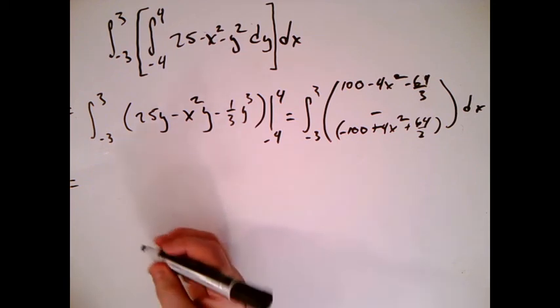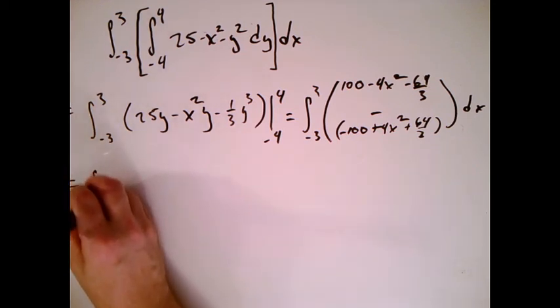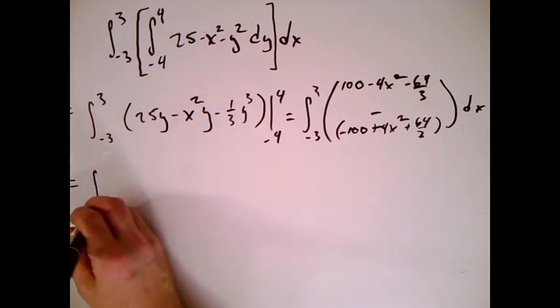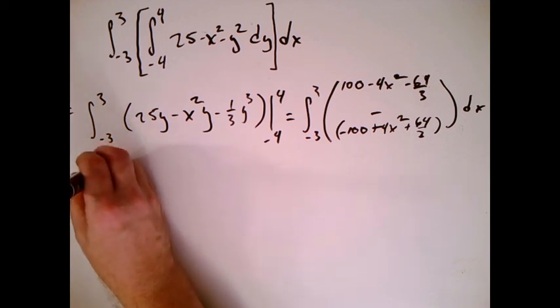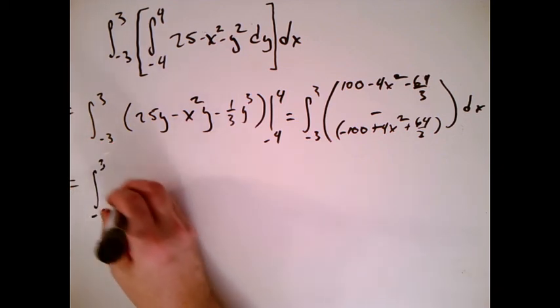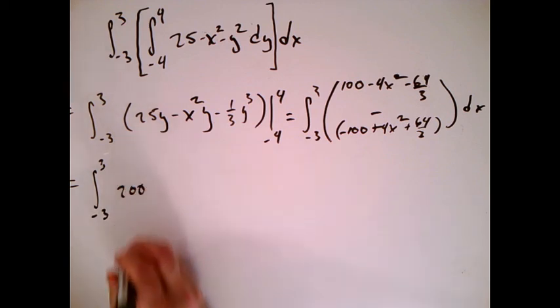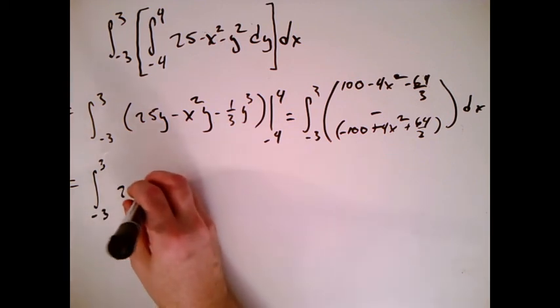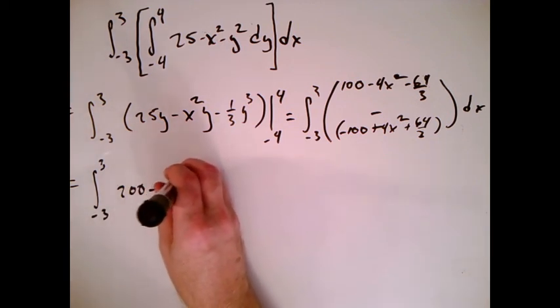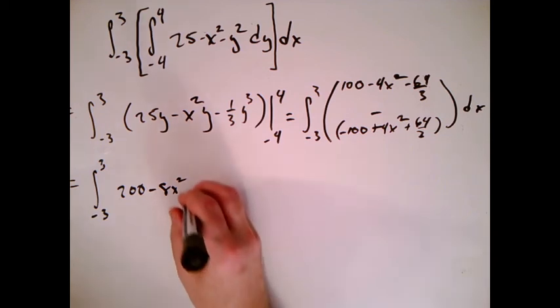I'm just going to start trying to combine like terms before I try to do more anti-differentiating. So minus 3 to 3. I'm going to get 200 minus 8x squared minus 128 thirds.